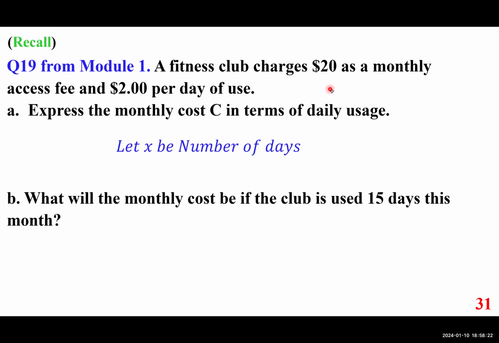And this is an access fee. This is a fixed fee. This is the y-intercept, or in this case, the c-intercept. This is the fee that changes per day. So C of x is 2x plus 20. And for 15 days, 2 times 15 is 30 and 20. They will charge us $50.